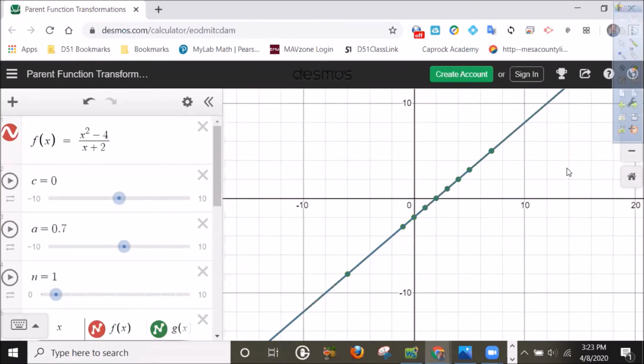Here's the graph of x squared minus 4 over x minus 2. And notice that it doesn't have a vertical asymptote or a horizontal asymptote. This is probably not what you expected the graph to look like. There's no horizontal asymptote, vertical asymptote. There doesn't even seem to be any curvature to this thing.